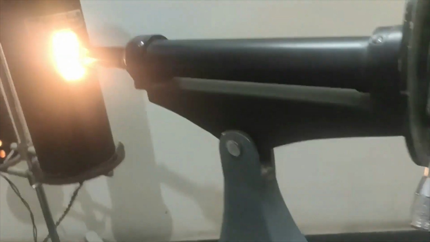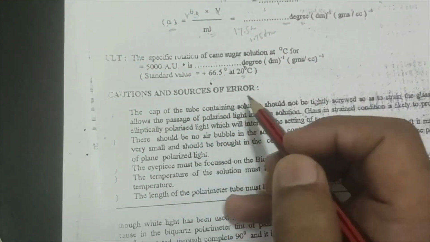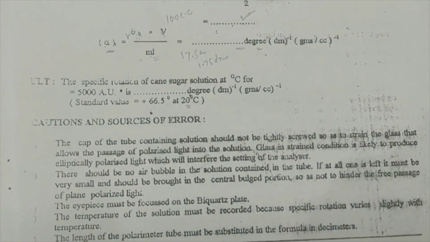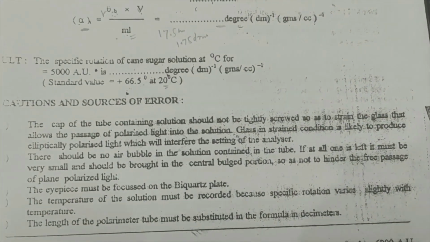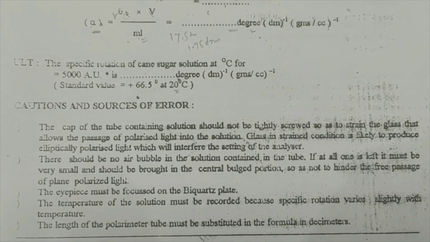And once again, you can see this is my source, this is my biquartz spectrometer, and the tubes which we are going to use in this experiment. And there are certain precautions and sources of errors, which you can go through from any book or the internet. Thank you.